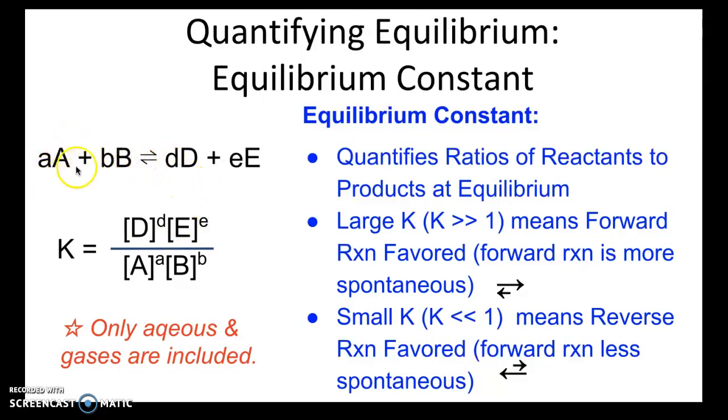The same thing applies if A was a liquid, because we don't include solids or liquids. If A was a liquid, again, you would just take it out. You would not write it into the equilibrium expression. And that, again, is super important because you could have a heterogeneous reaction system.